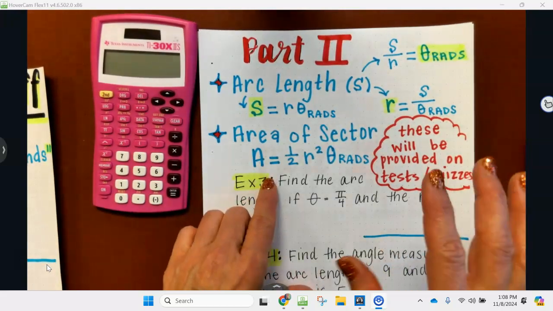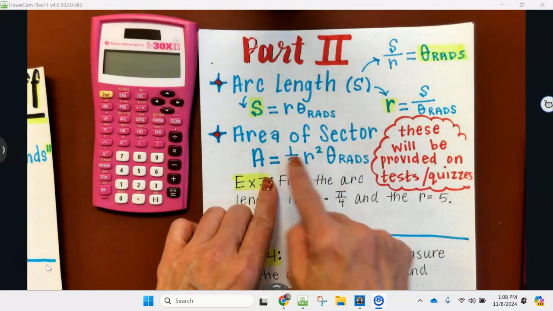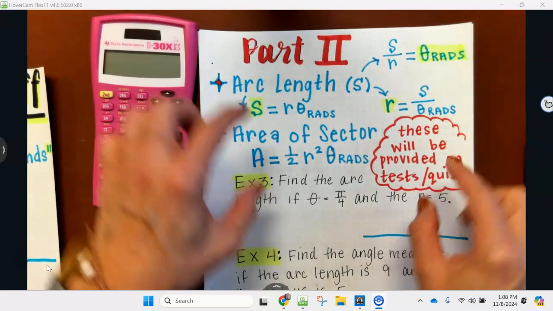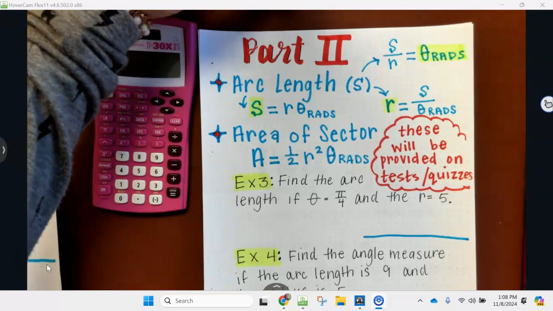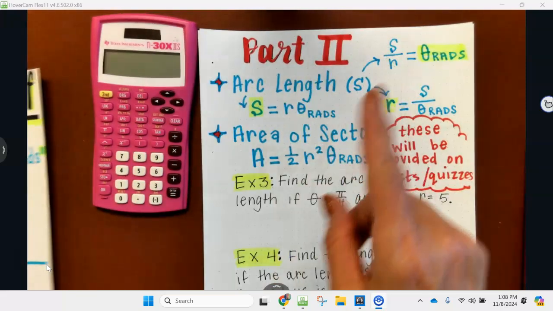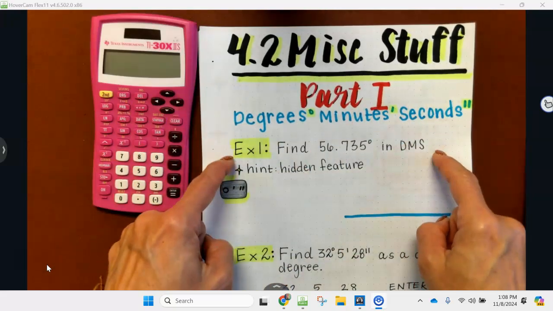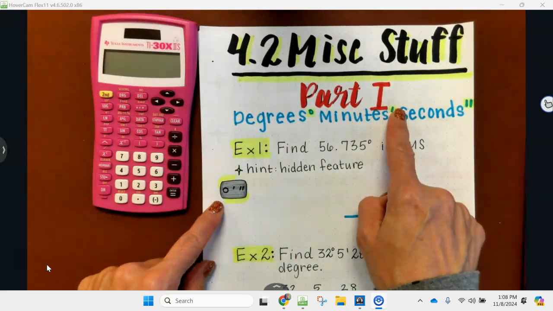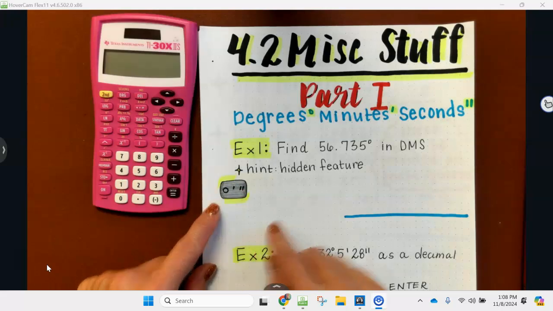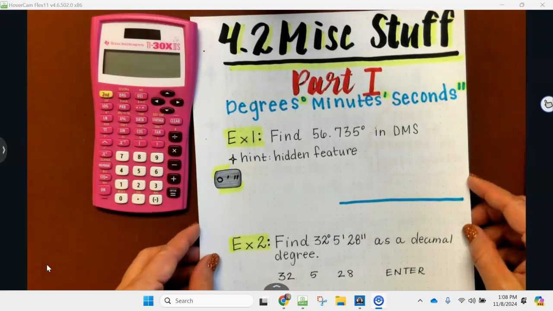And I want to make sure you know that you do not have to memorize these formulas. I'm going to give you these formulas on tests and quizzes. I am not giving you guidance on how to do this conversion because part 1 is a calculator activity. Okay, let's go ahead and get started.